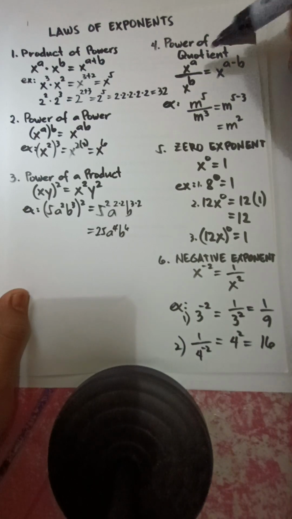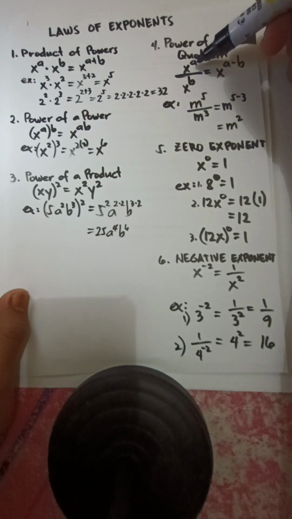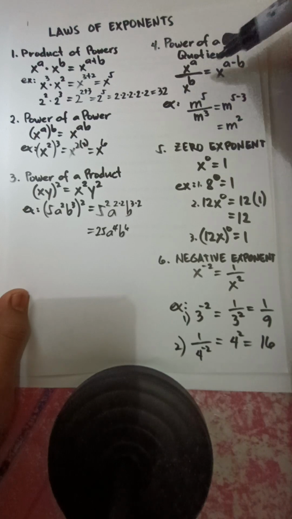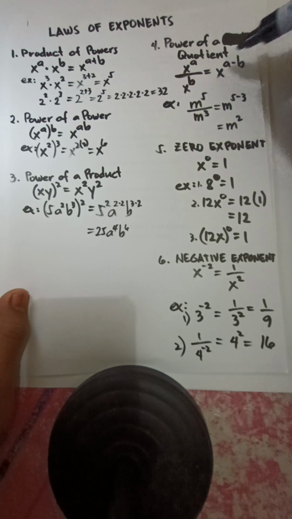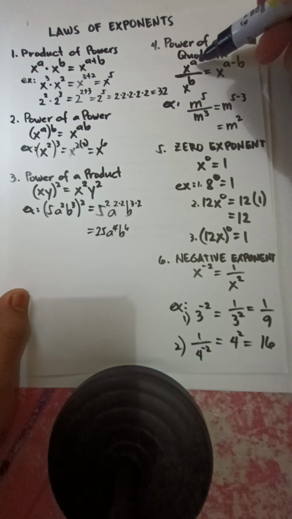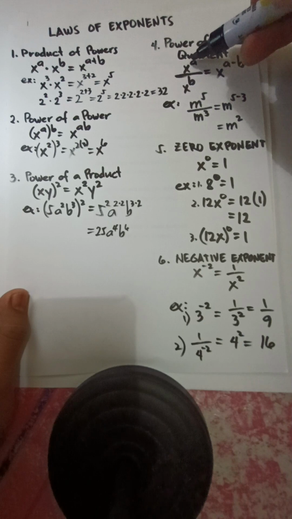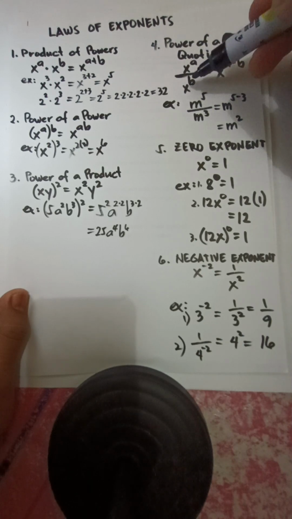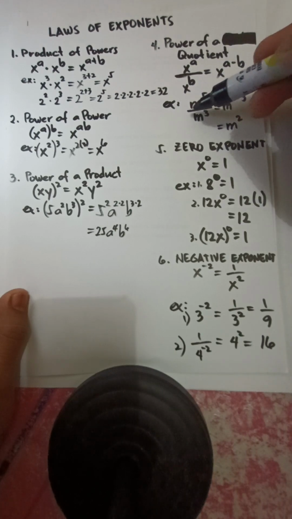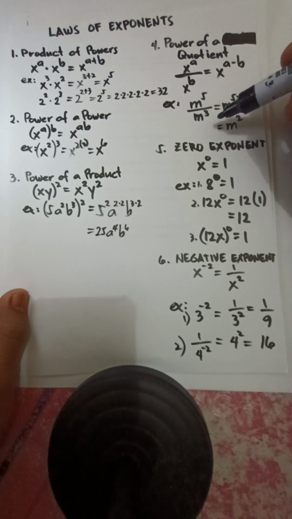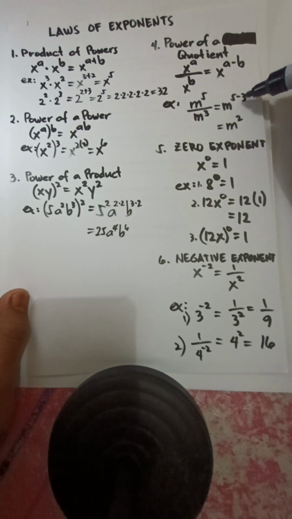Power of a quotient. X raised to a over x raised to b. So that is equal to x, copy the base, and subtract the exponent. So a is our numerator, then minus the b. Okay, so example, m raised to 5 divided by m raised to 3. So that's equal to m, 5 minus 3 equals m squared.